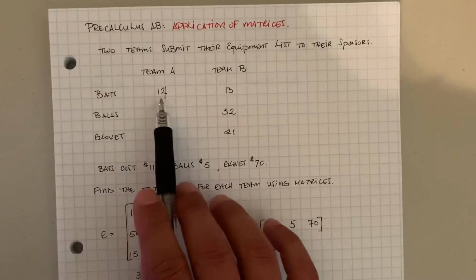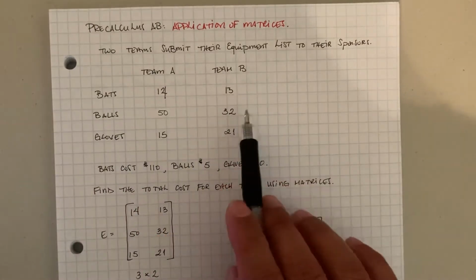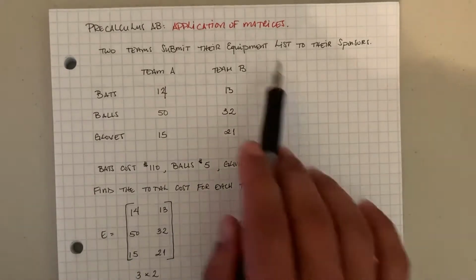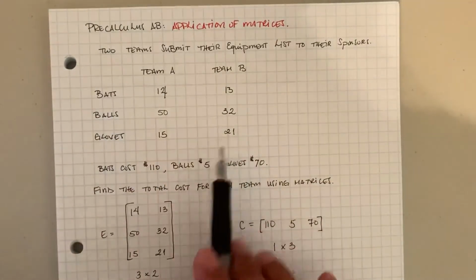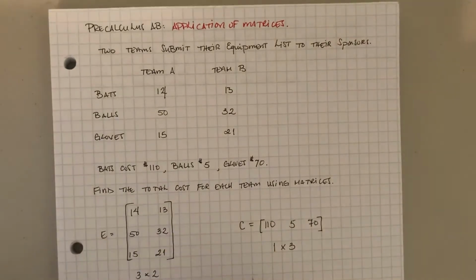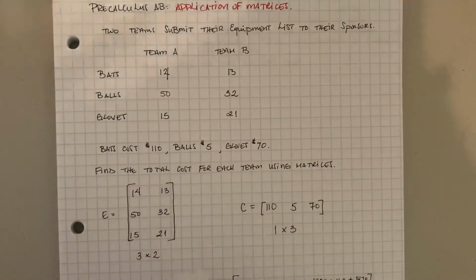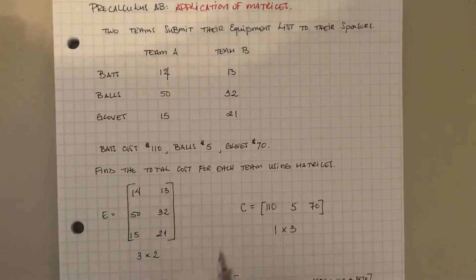So team A needs 14 bats, 50 balls, 15 gloves. Team B needs 13, 32, and 21. So you notice how I organize it. This is just the equipment they need. The other part of it is the cost. So I needed a matrix for the cost as well. And bats cost $110, balls $5, and gloves $70. And it says find the total cost using matrices.